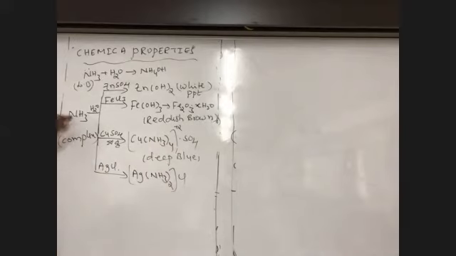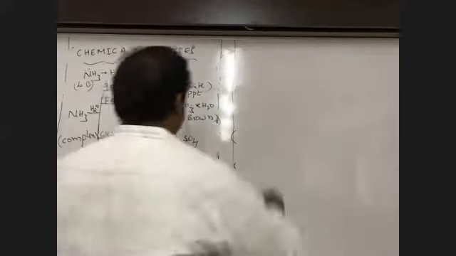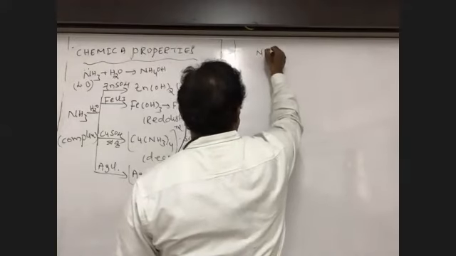Here, ammonia also participates in complex formation. Ammonia reacts with copper sulfate to form a complex having the formula [Cu(NH3)4]SO4. When ammonia reacts with AgCl, it forms a complex of [Ag(NH3)2]Cl. Next, ammonia also acts as a strong reducing agent.